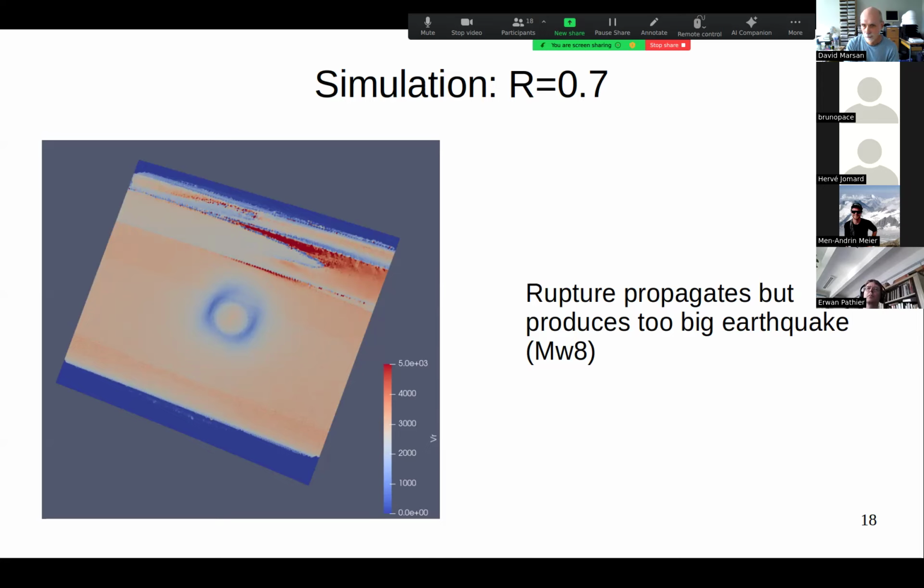And I was saying that the picture on the left was the rupture velocity at the last time step. And so we can see here the influence of the velocity model. We can follow it.